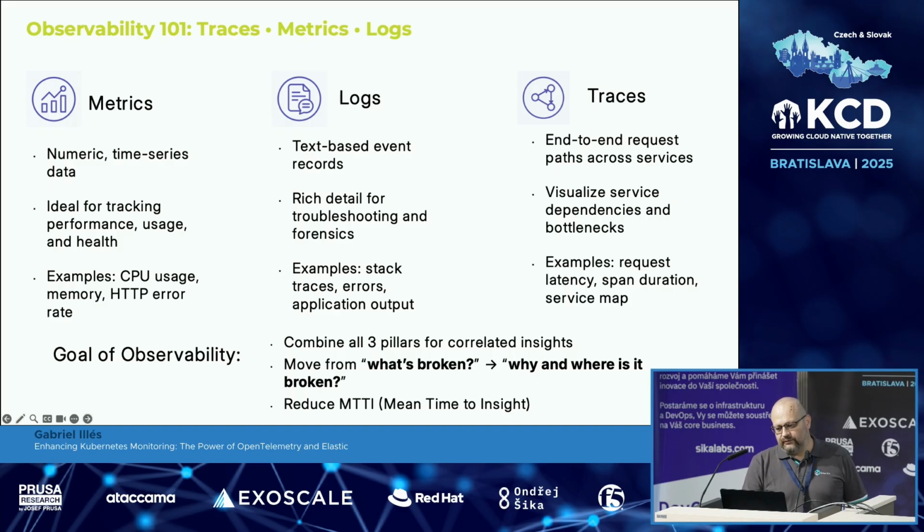And the third type of data are traces. Traces help us understand distributed systems. They show the full journey of the request from your application through the microservices, and with that you can identify latency, hotspots or broken links. So used together, these three pillars drastically reduce the mean time to insight, helping you not just detect the problem, but understand and fix it faster.